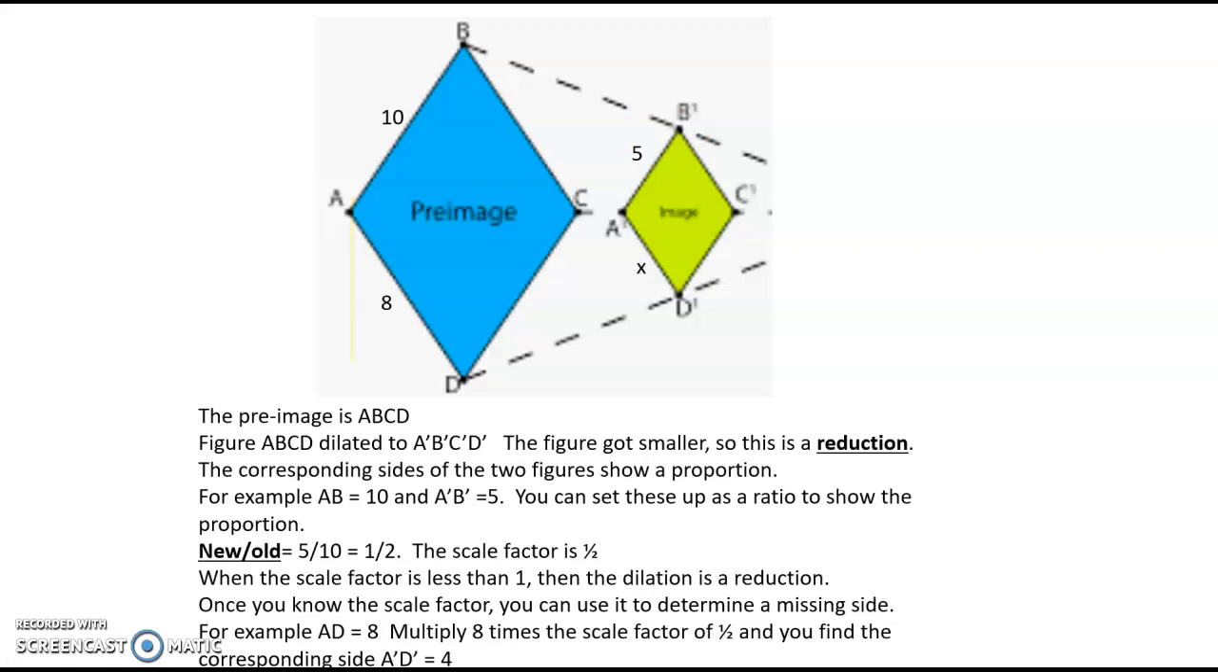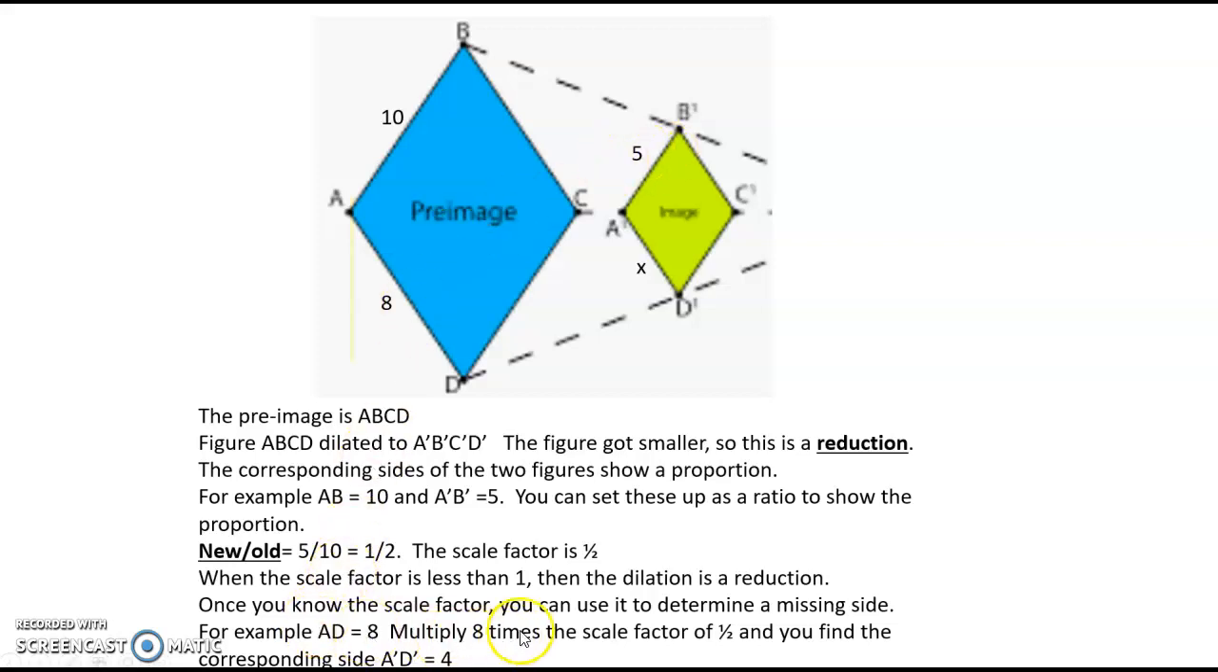And again, since this is a dilation, we always do new over old, so we're going to put 5 over 10. So down here we put 5 over 10, and we know that that reduces to 1/2. So that means that the proportion is 1/2, and it's also called the scale factor, is 1/2. And what that means is every part of this original image was multiplied by 1/2 to get the corresponding side of the new image.